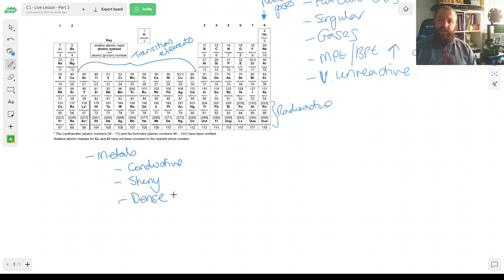When we start looking at the transition elements, they often become a lot more dense. So actually, if we had a block of most of these and we put them in water, it's going to sink. So we've got the higher density. We've also got a higher strength.